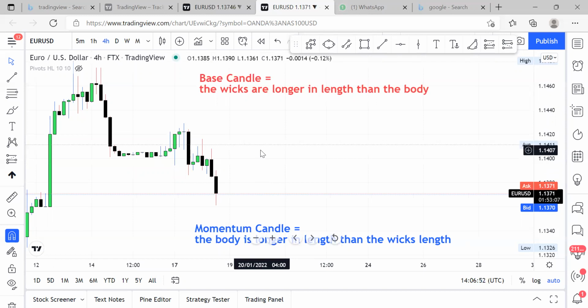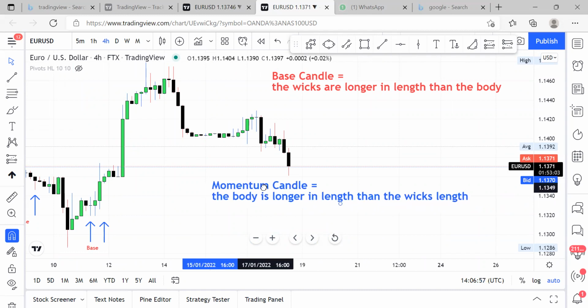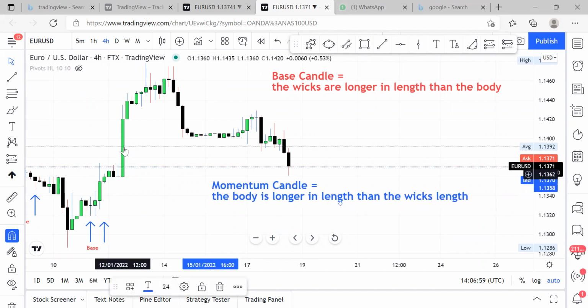But let's look at some momentum candles, where the body is longer in length than the wicks. Here, a lovely momentum, a lovely power move, and the wick itself is shorter than the body. So you've got an upward, bullish movement. Here, we've got a long body, short wicks, momentum is continuing. This is where exhaustion comes in. And now we've got momentum again, a big body with shorter wicks.